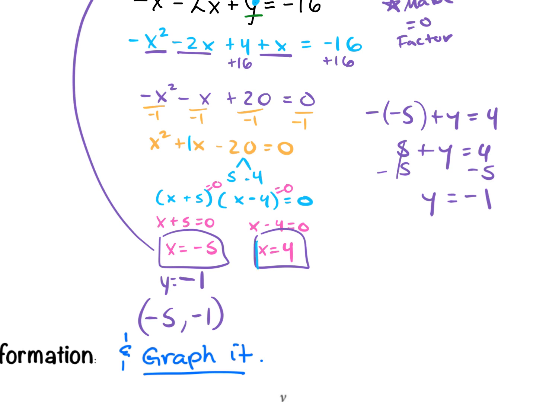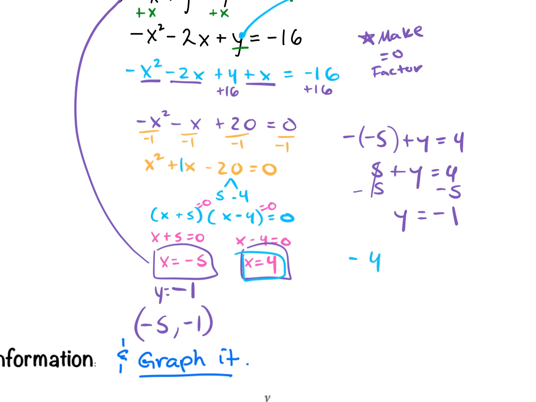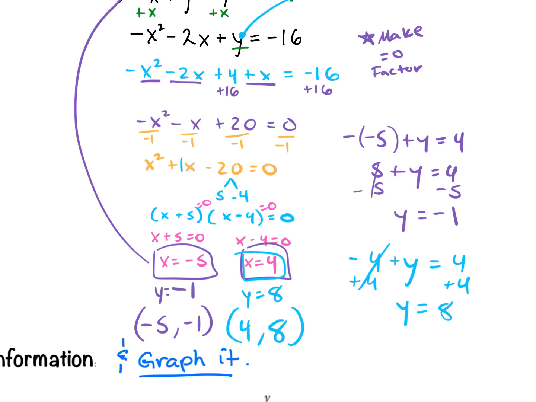We also have to plug in the other x. So I have -4 plus y is equal to 4. Add 4 to both sides. So y is equal to 8. How would I write this answer? 4, 8. So these would be our two solutions.